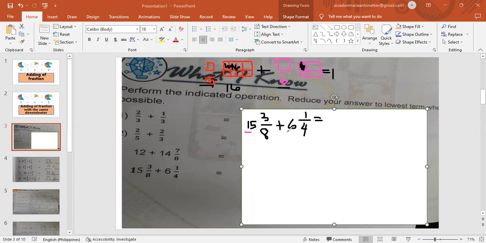First, you have to copy. That's the first rule. Copy the whole number. Just simply add it to the other whole number. But you have the problem. The 8 and 4 is not possible because they are different. They are not the same. So what are we going to do? We have to find the least common multiple or the greatest common factor of this one.